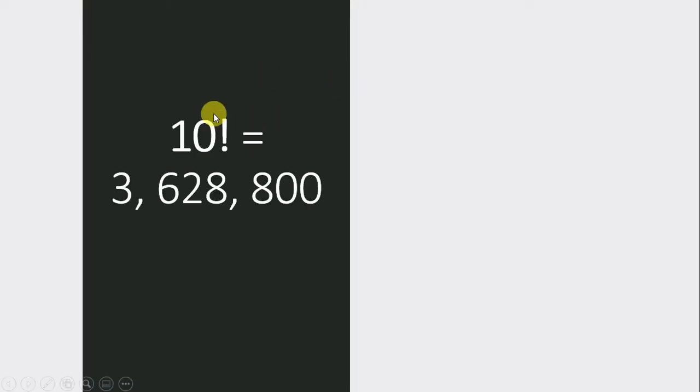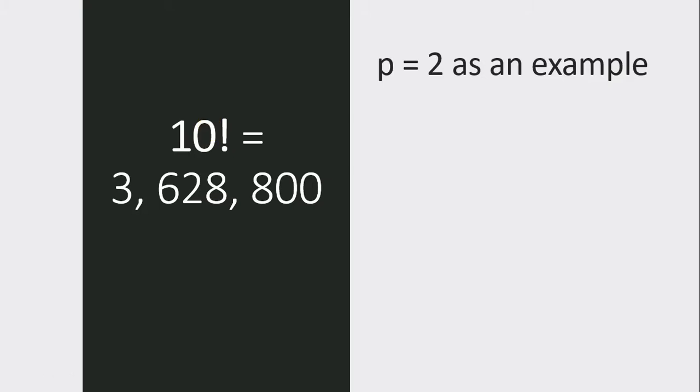So let us have an example. Let's take 10 factorial. 10 factorial is equal to 3,628,800. How do we find the prime factors of this 10 factorial? So let us take p equal to the first prime number between 2 and 10. n is equal to 10.